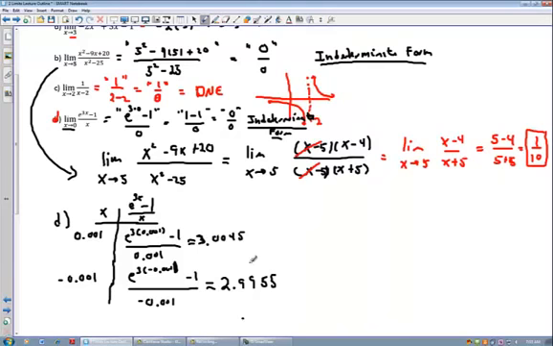So from the right, it looks like it's approaching 3. From the left, it's approaching 3. So my guess in part D, this implies that the limit as x goes to 0 of e to the 3x minus 1 over x is actually equal to 3.